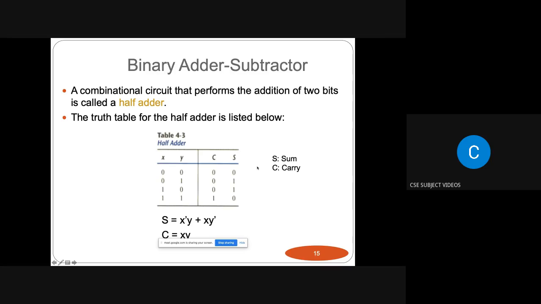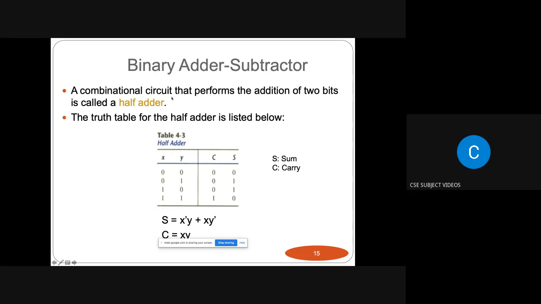The next is binary adder-subtractor. So half adder, full adder, half subtractor, full subtractor are considered as examples of combinational circuits, and by considering both we can call the circuit a binary adder-subtractor. So first here we are going to cover the half adder and the full adder. Half adder is a combinational circuit that performs the addition of 2 bits, addition of 2 inputs, and the output of this half adder is the sum and carry output.